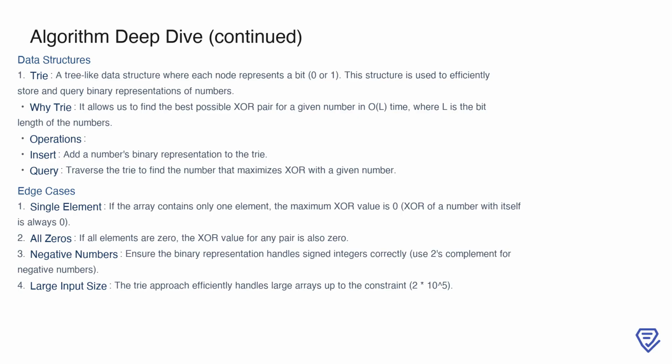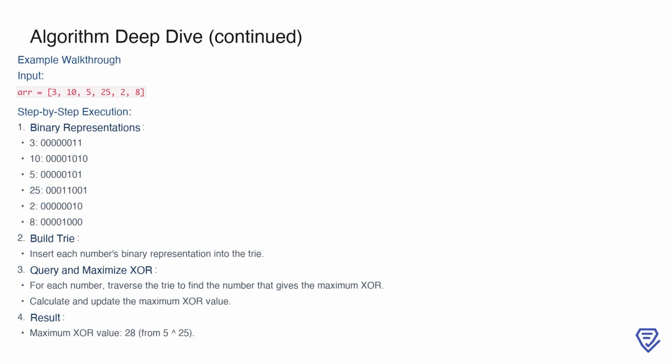It's also important to consider edge cases. For example, if the array contains only one number, the maximum XOR will be 0, since XORing a number with itself always yields 0. If all numbers in the array are zeros, the result is also 0, as the XOR of any two zeros is 0. For negative numbers, we need to ensure their binary representations are handled correctly using 2's complement. Lastly, the tree structure is efficient enough to handle large inputs, up to the problem's constraints of 2*10^5 elements. To understand the optimized approach better, let's walk through an example.